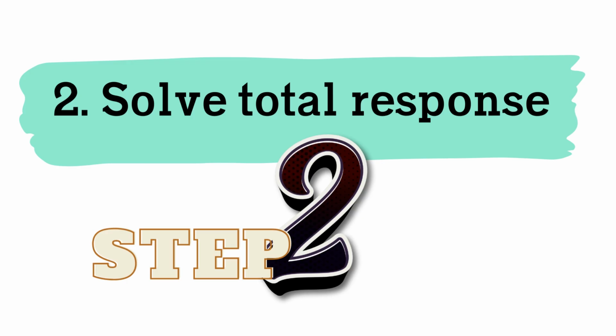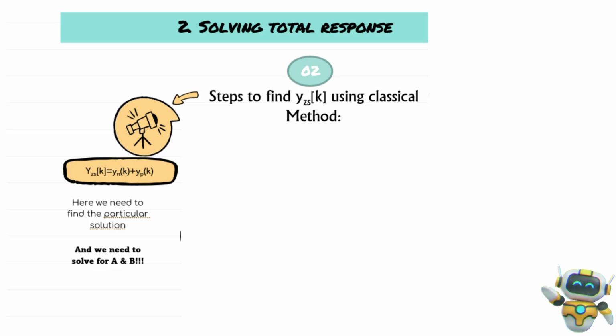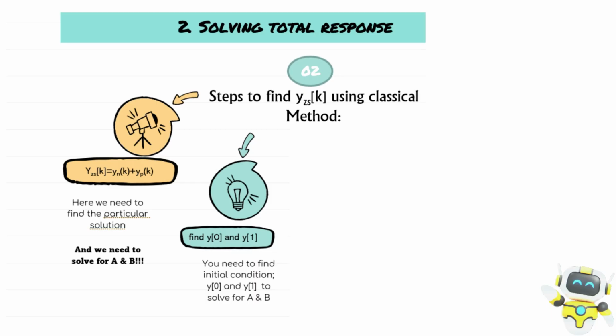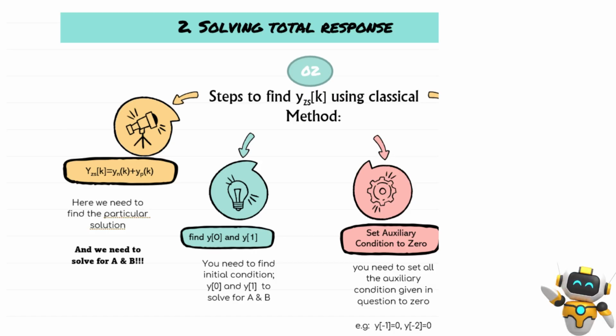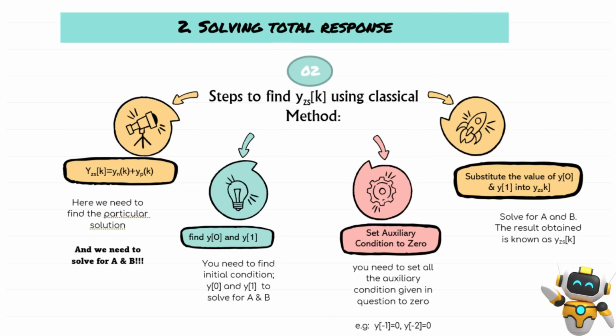The second step to solve the total response is to find the zero state response using the classical method. Firstly, you need to find the particular solution. Then, find the initial conditions at time 0 and 1 to solve for a and b. After that, set all the auxiliary conditions to 0. And finally, substitute all the initial condition values into the particular solution and solve to find a and b. The result obtained is known as the zero state response.